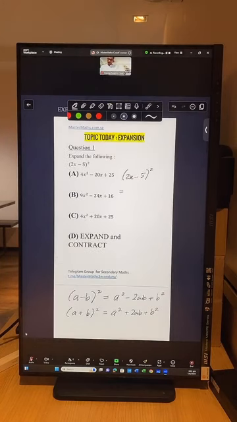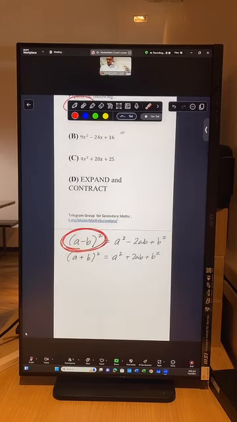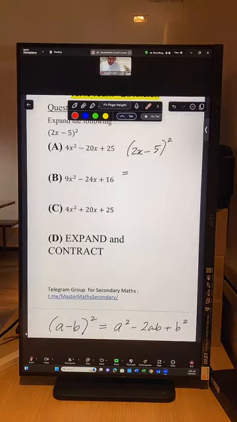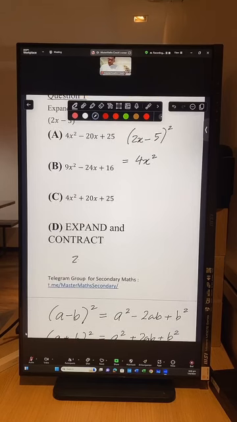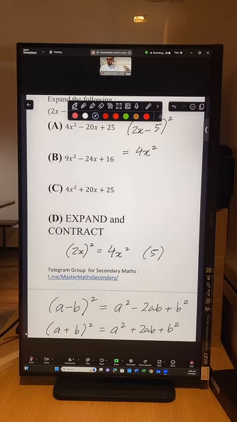So we know that for this 2x minus 5, this is what we will use. This is what's relevant. So we are going to use A square minus 2AB plus B square. So this is your A and this is your B. So your A square is going to be 4x square. Don't forget the 2 in front, guys. 2x bracket square will give me 4x square, and 5 square will give me 25.